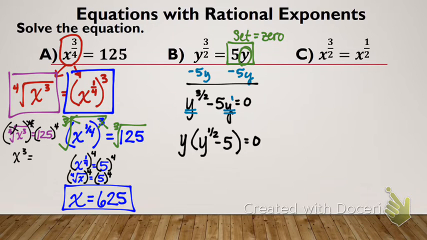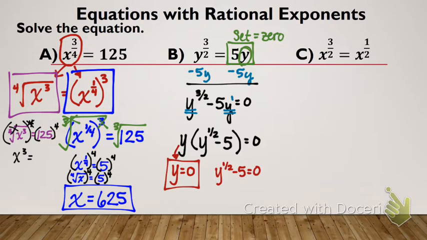Yes, y to the power of 1/2 minus 5. This is fully factored and it's equal to 0. So what can I do with each of those factors to figure out the values for y that would make this true? Yes. So I have y equals 0 from this factor right here. I don't have to do anything to solve that for y. It's already alone. And then I have y to the 1/2 power minus 5 equals 0.